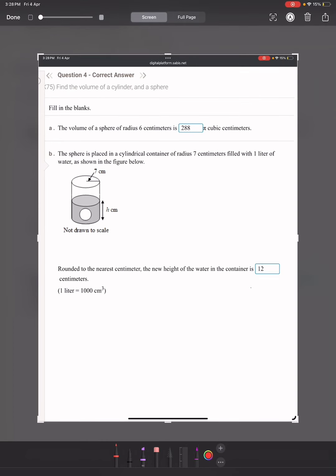The volume of a sphere. The volume of a sphere is 4 over 3 pi r cubed. So it's going to be 4 over 3 pi times the radius, which is 6, cubed. Just multiply 4 over 3 by 6 cubed. You get 288. Just add the pi, and that's it for this one.